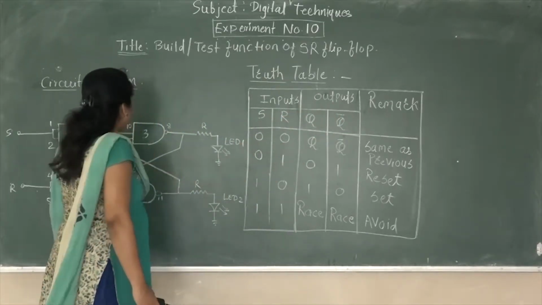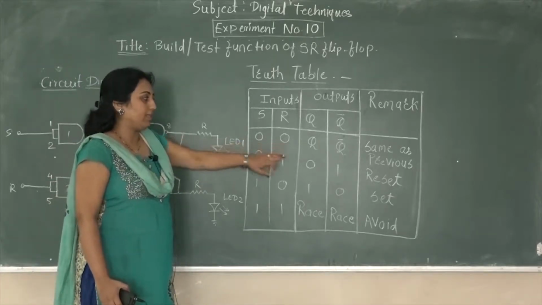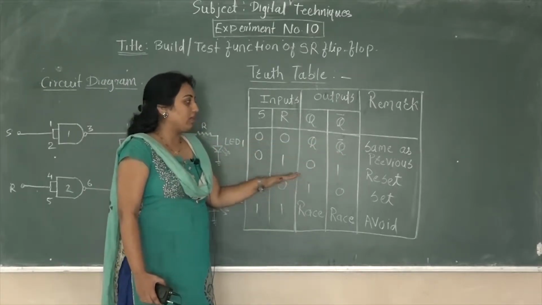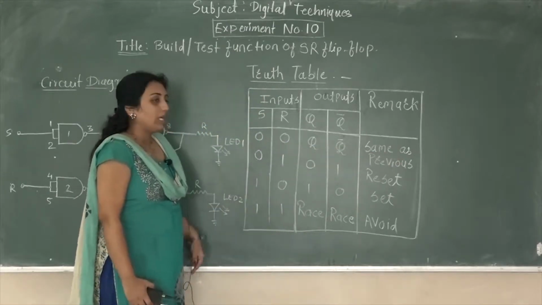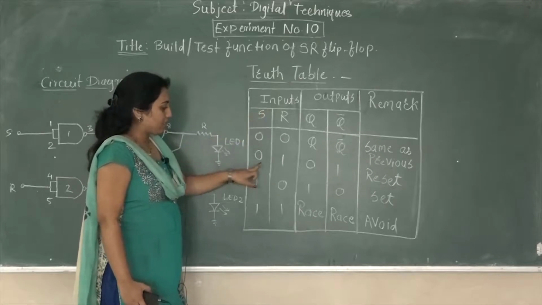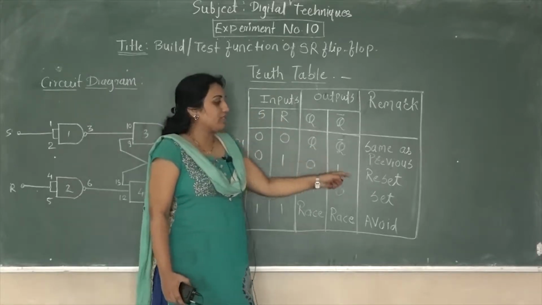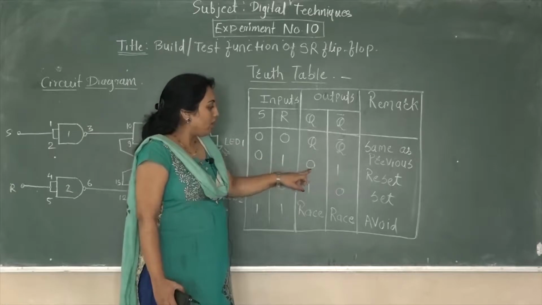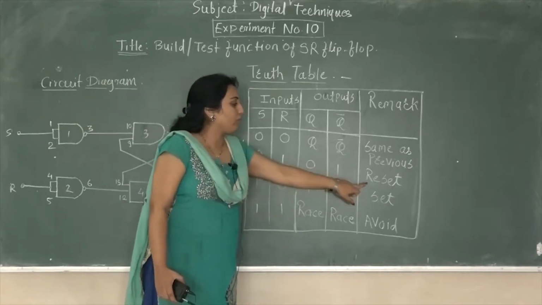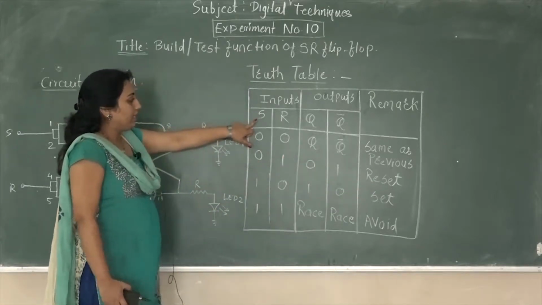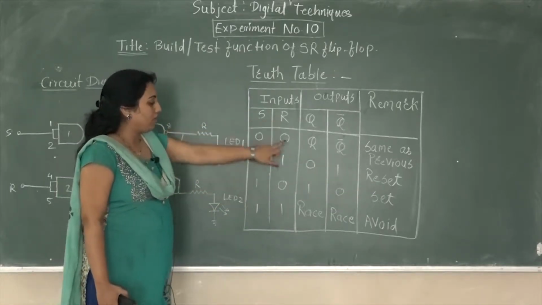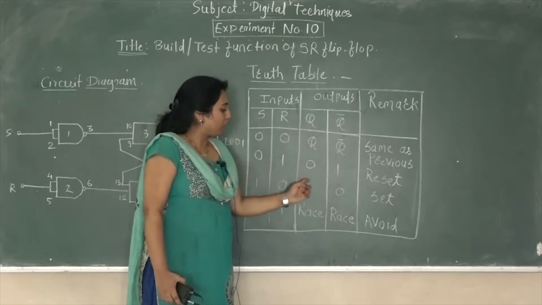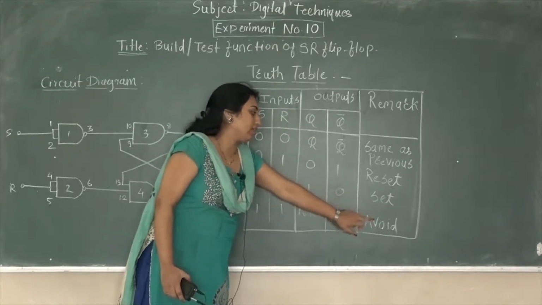When we give S and R equal to 0 and 0, that is a low input, the output is always the previous output. Q and Q bar remain the same as before. When S is 0 and R is 1, the output is the reset output: Q, the normal output, is 0 and Q bar is 1. This condition is called the reset condition. When S is 1 and R is 0, Q is 1 and Q bar is 0. This condition is called the set condition.